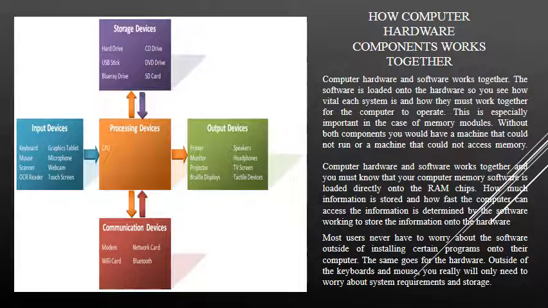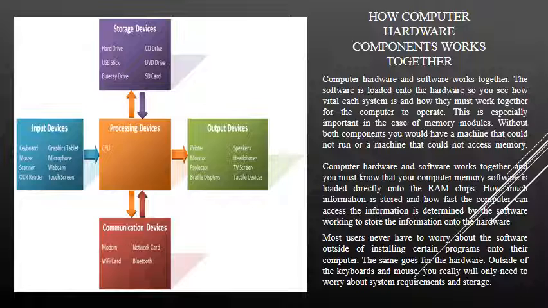How computer hardware components work together. Computer hardware and software work together. The software is loaded onto the hardware, so you see how vital each system is and how they must work together for the computer to operate. This is especially important in the case of memory modules. Without both components, you would have a machine that could not run or a machine that could not access memory.